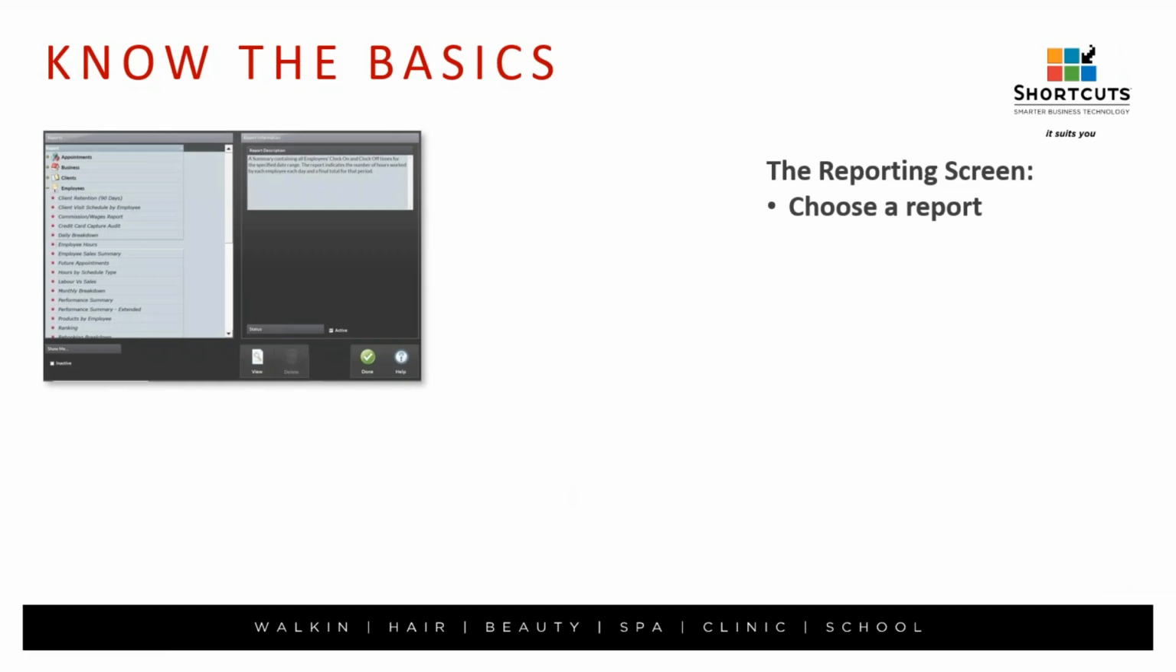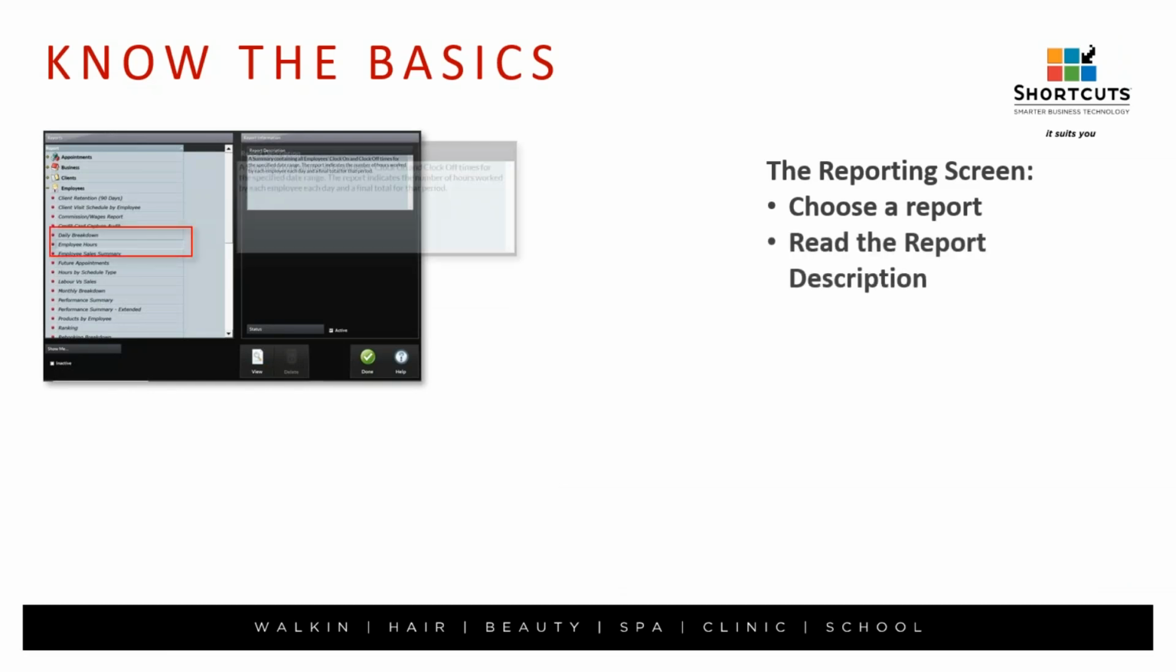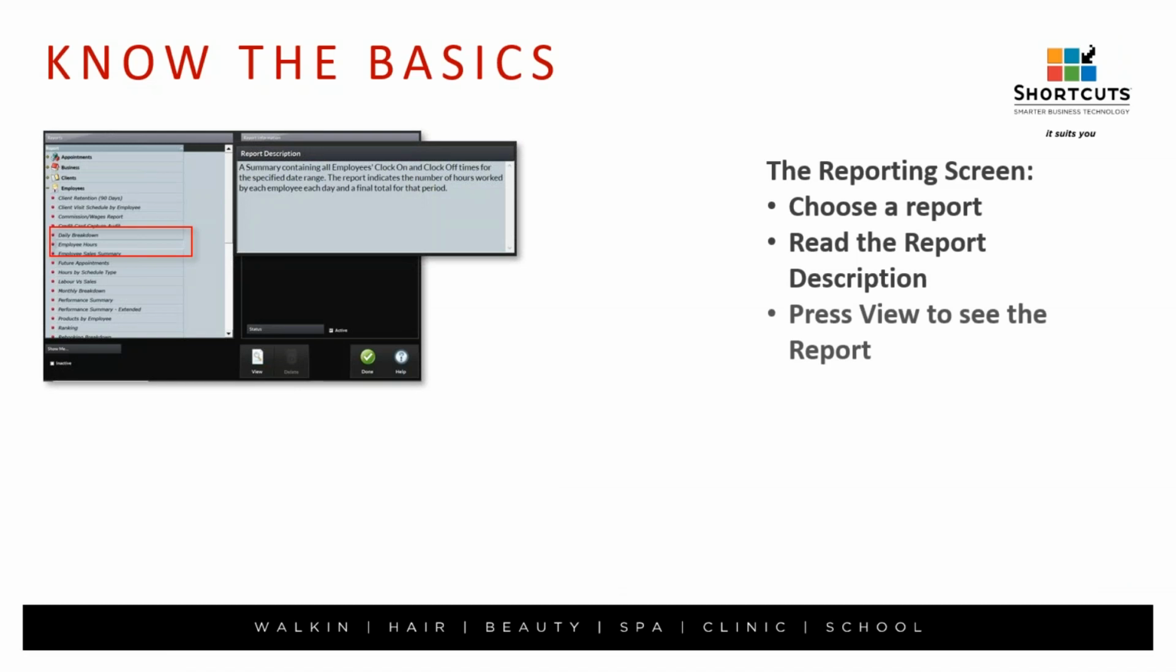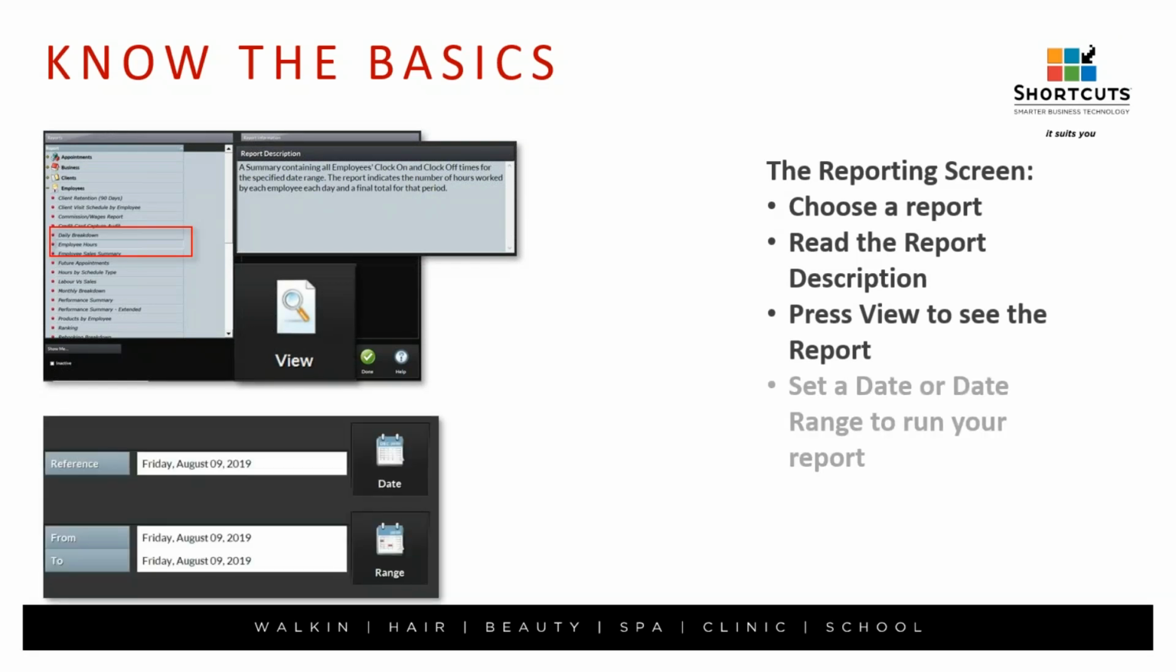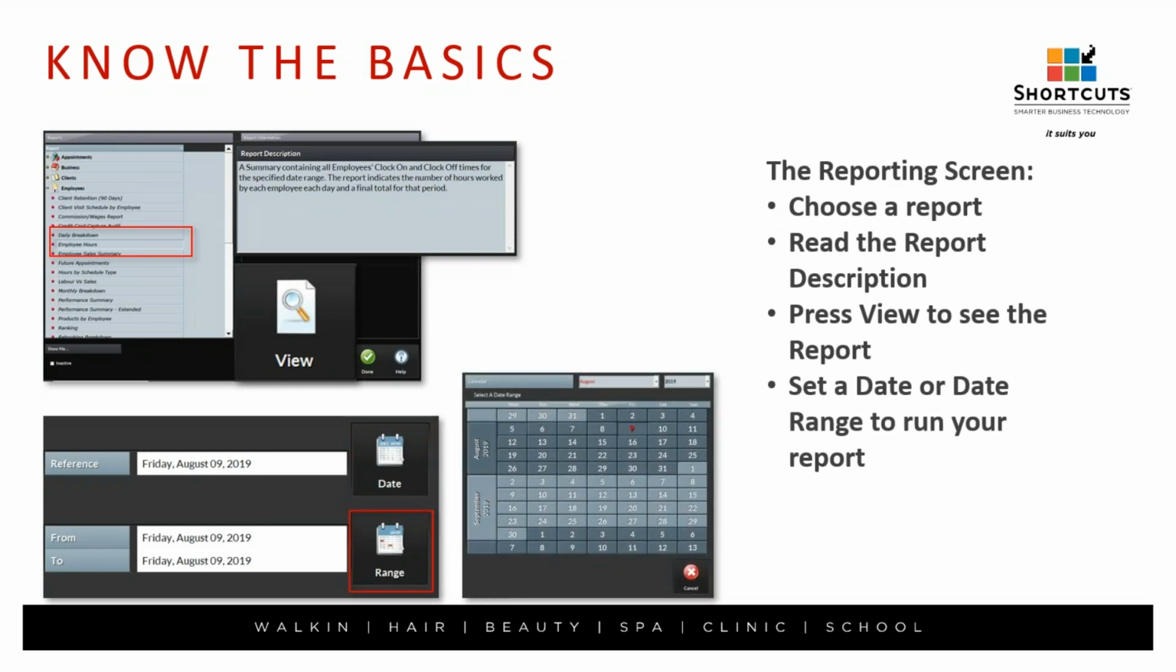So when you go to your report screen, we've got, of course, a number of different categories. As soon as you select any particular report, you're going to get a description of what's contained in that report. And when you press the View button, you get to choose a specific day or a specific date range in which to run your report.